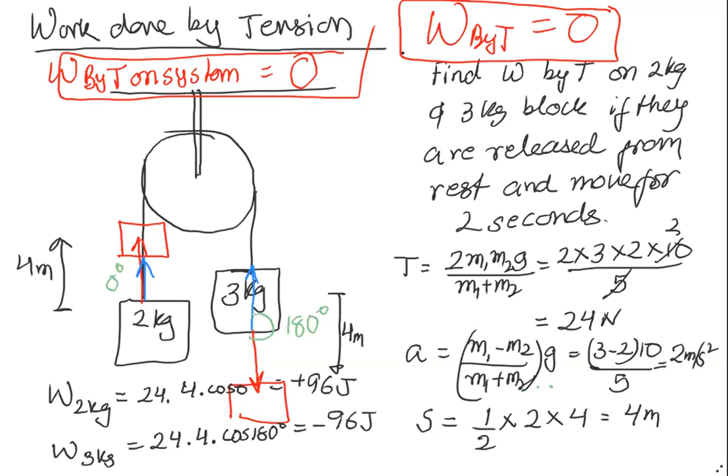But if tension is not perpendicular to displacement, then work done by tension will be there. However, work done by tension on a system again goes to zero. Not on the individual object, but on a system it is zero. Did everyone understand? Wherever work done by tension comes, take it as zero. Okay, let's move ahead.